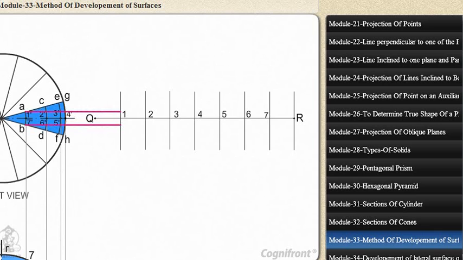Draw horizontal lines from A and B in front view to cut perpendicular drawn at point 1 of line QR at points A and B respectively. Similarly, draw horizontal lines from C and D in front view to cut perpendicular drawn at point 2 of line QR at points C and D respectively. Similarly, draw horizontal lines from E and F to cut perpendicular drawn at point 3 at points E and F respectively. Similarly, draw horizontal lines from G and H to cut perpendicular drawn at point 4 at points G and H respectively. Similarly, get points on remaining perpendicular lines.